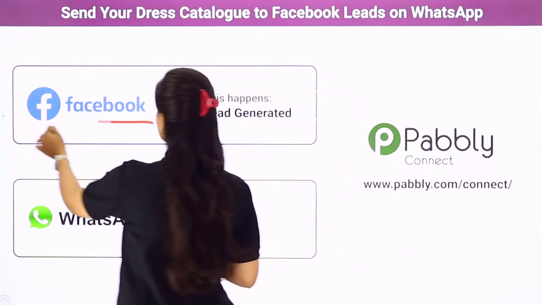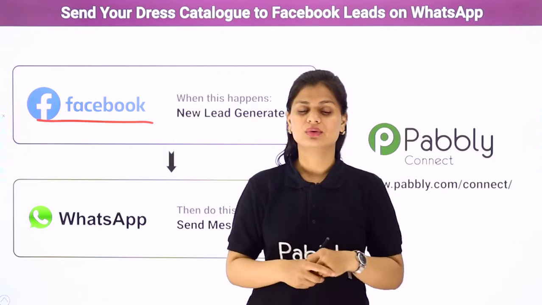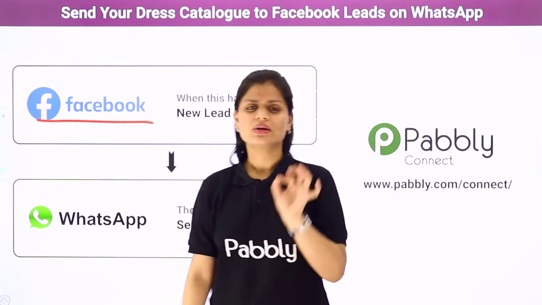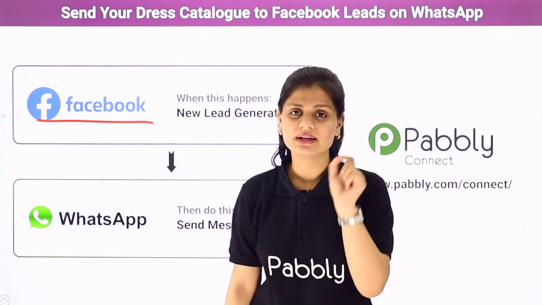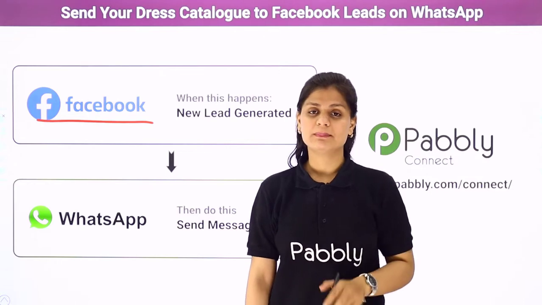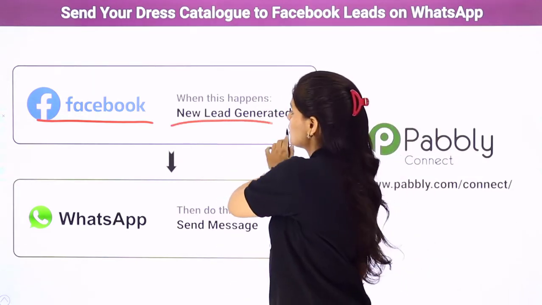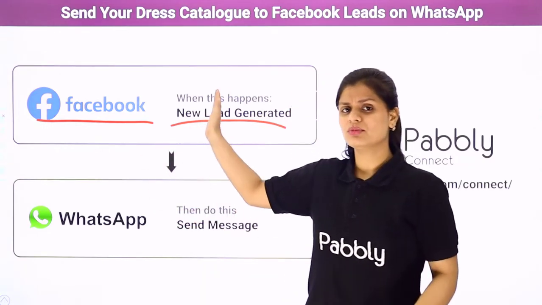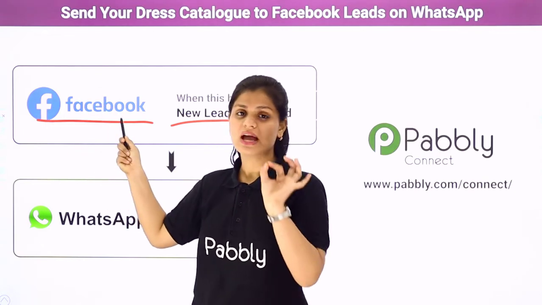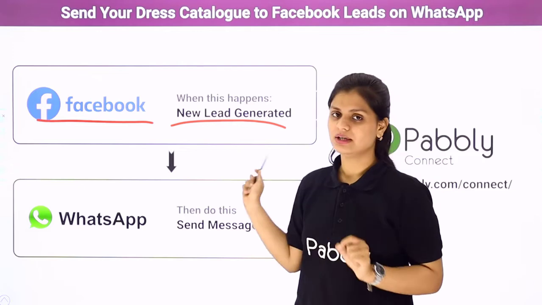So here the first thing is, as I told you, I have created a Facebook page for my clothes store, and into that I am running the Facebook lead ad campaign. So every time a person is going to click on this ad, basically the form will pop up and a person is going to fill and submit this form, the new lead will be generated. So here you must be thinking, what is this term, new lead will be generated? Basically the data which I am going to get once the form is submitted, that data is called a lead.